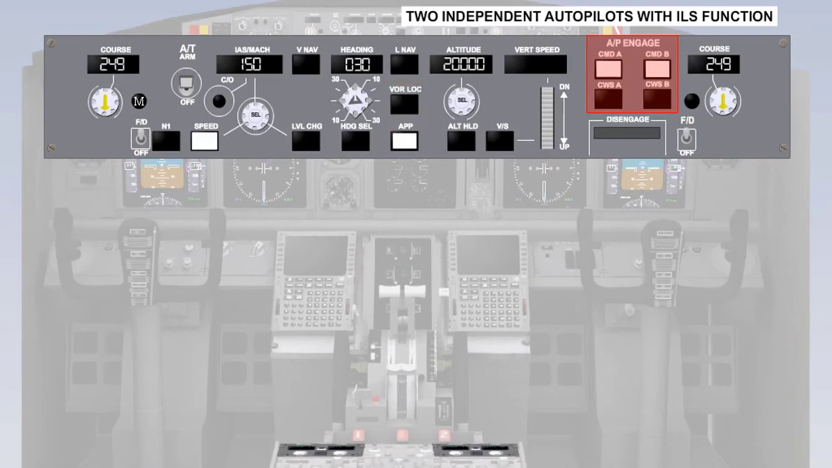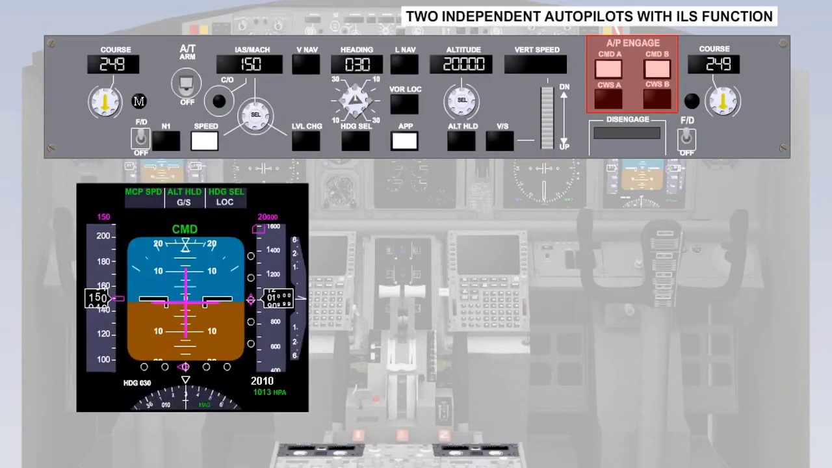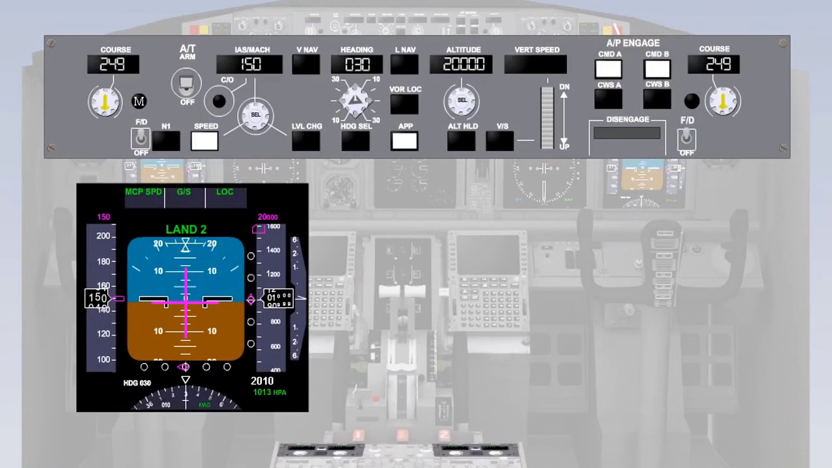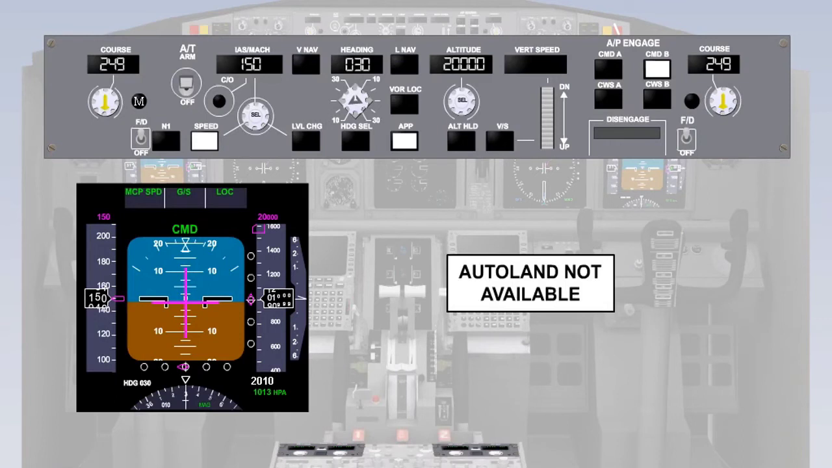Fail passive, or fail soft, is defined as the ability of the system to withstand a failure without compromising passenger safety and without producing excessive deviations in the flight path, but removing its capability to complete an automatic landing. This is normally a two-autopilot system and will be enunciated on the flight mode enunciator as LAN2. If an autopilot fails, it cannot carry out an autoland.